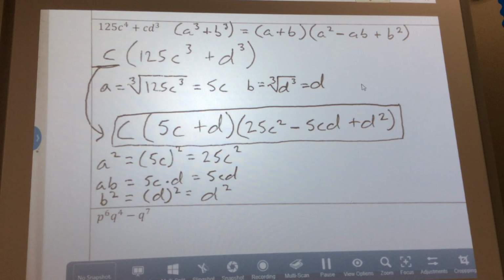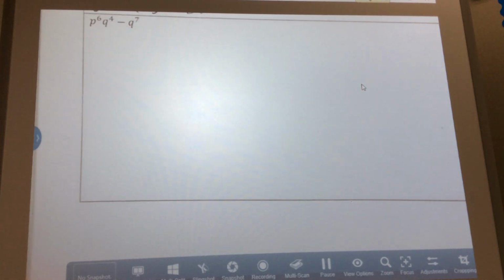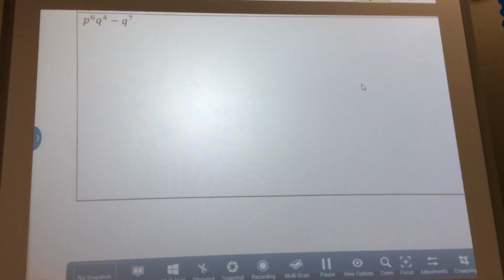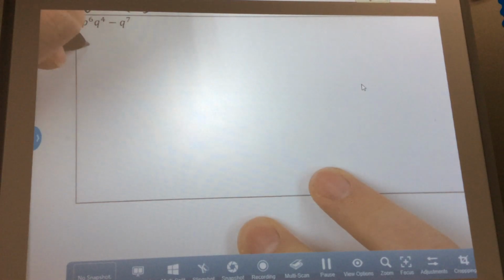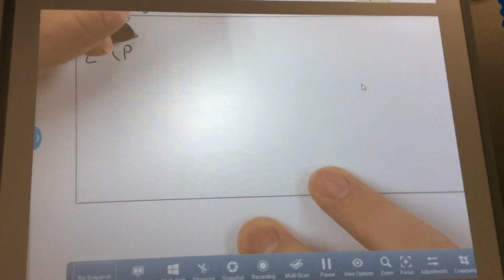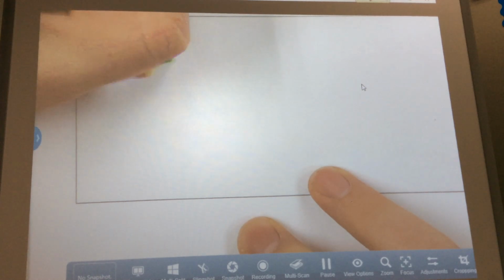So let's see what we have to do for the next question. The next question that we have is p to the 6th power q to the 4th power minus q to the 7th power. So we don't have any coefficients, but we do have variables. The common variable between both terms is going to be q to the 4th power. So I'm going to take that out. Going backwards with distributive property, that's going to give me p to the 6th power minus q to the 3rd power.